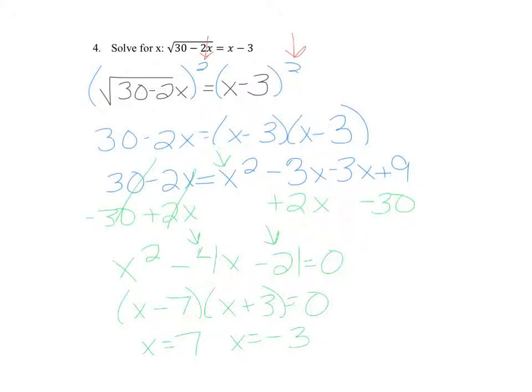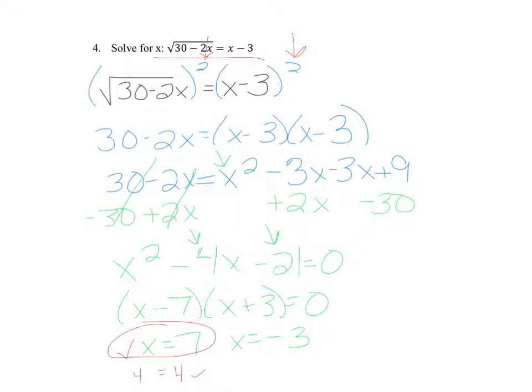So I sub in the 7 as x in the original equation. If I plugged in 7 to the left side of my equation, I would get the square root of 30 minus 2 times 7, square root of 16, which is 4. On the other side, 7 minus 3 is 4, so that works.